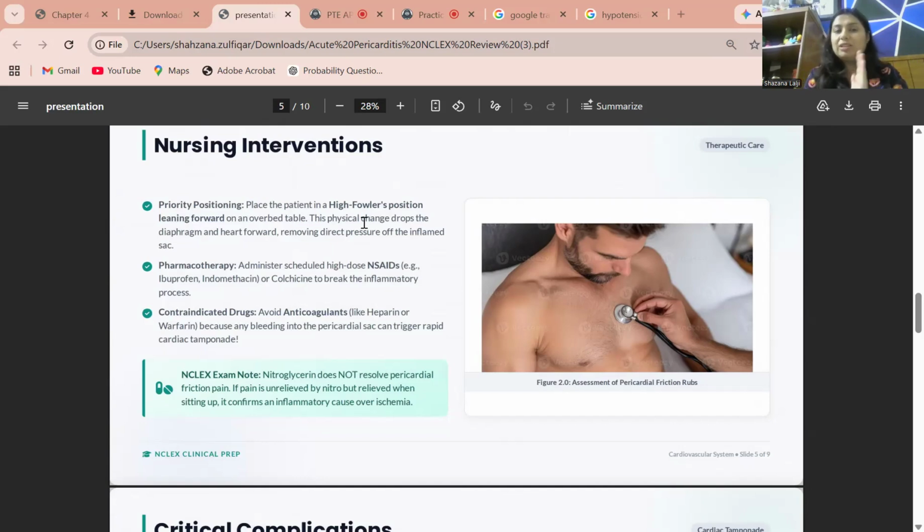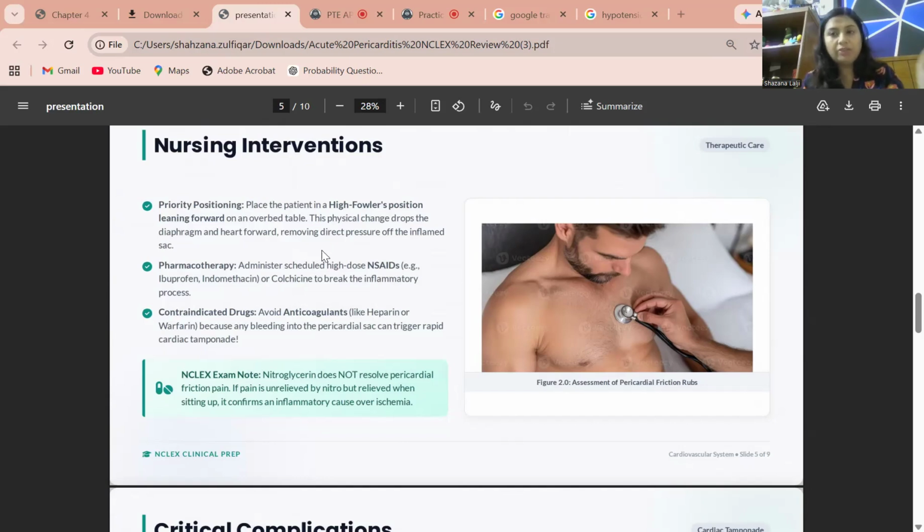This physical change drops the diaphragm and heart forward, removing the direct pressure of the inflamed sac. You got my point: when patients sit in a high Fowler position, leaning forward, the pain will be relieved. Why? Because the direct pressure of the inflamed sac is relieved.